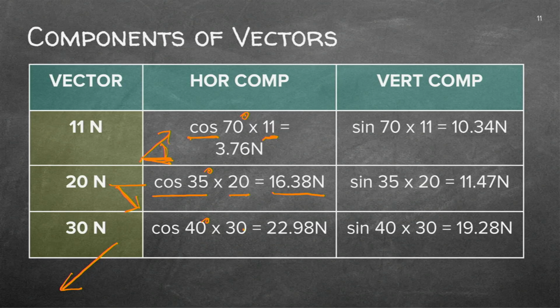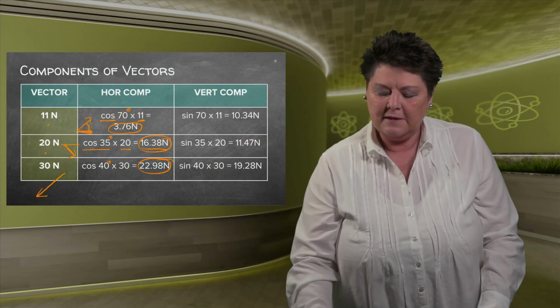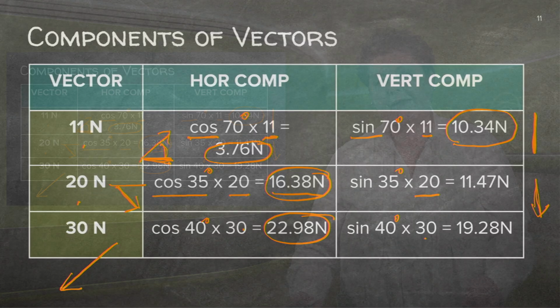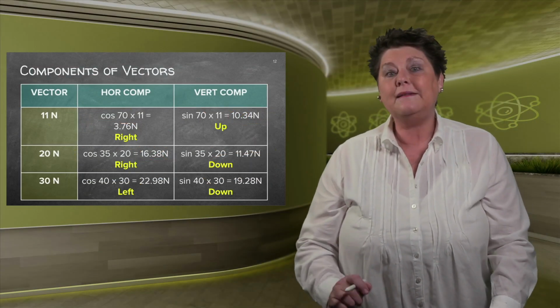You then get three answers: the horizontal of the 11, the horizontal of the 20, and the horizontal of the 30. Exactly the same method will be followed with the vertical. The 70 degrees times the 11 sine, because it's the opposite side, will give me that value. The vertical of the 35 degrees multiplied with the hypotenuse 20 will give me 11.47. That would be down. And the 40 degrees times the hypotenuse 30 would give me a side of 19.28. So we only did the calculations now. Let's have a look at the directions.